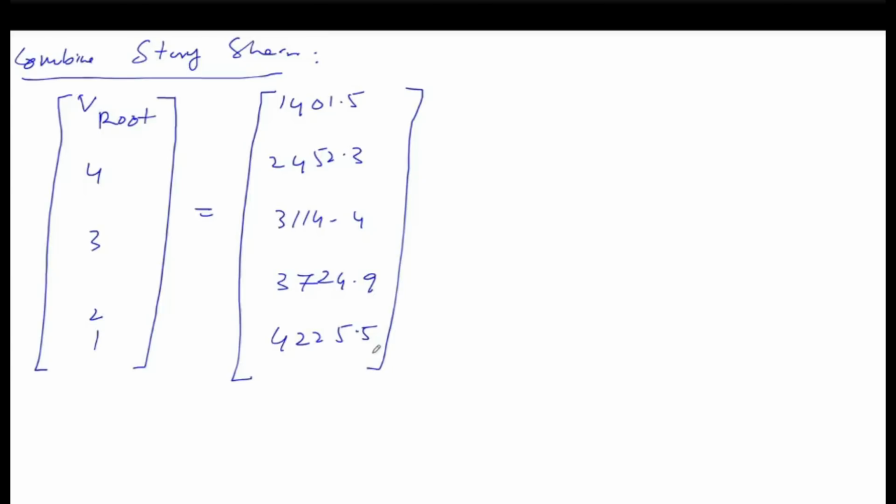Okay. And this final value, this is the net base shear. Okay, so this is the base shear force, 4225.5. Okay, now what we can do is to obtain the floor forces now from this combined story shear.